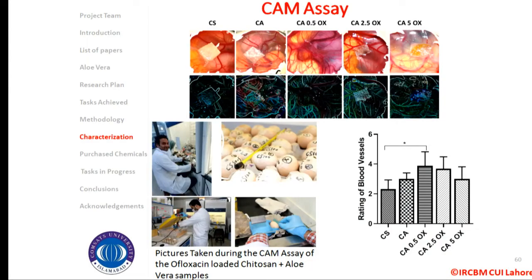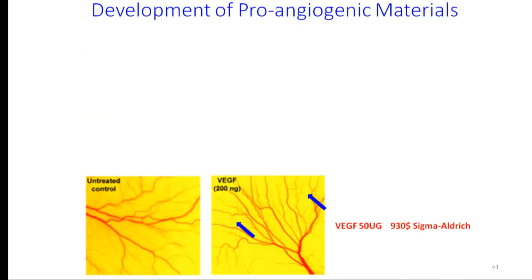What we have seen is that the first is chitosan simple, then chitosan aloe vera. We have clearly seen that adding aloe vera is bringing a lot of strength to this, and the number of blood vessels has been enhanced. Adding a small amount of the sugar is useful, but a higher concentration of the sugar is not really effective. The blood vessels are decreasing. It means the low concentration is the way forward.